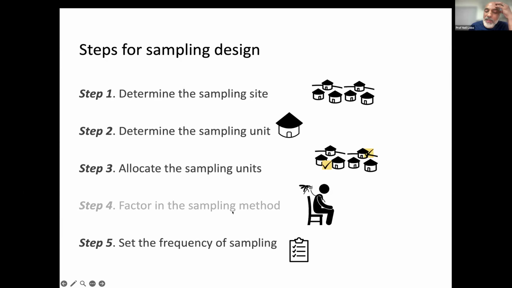And then we factor in the sampling method, which we just talked about, so we won't go into detail here. And over here, we have, I don't know, maybe a mosquito leading a human on a leash, but I think that's supposed to mean an HLC. And then in the last step, we set the frequency of sampling: how often do we go back?